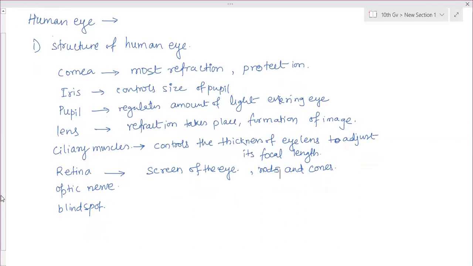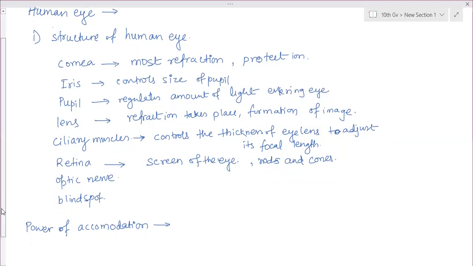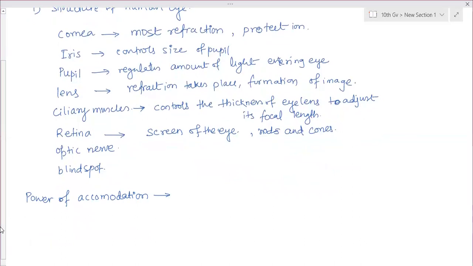Then power of accommodation. What do you mean by power of accommodation? Ability of the eye lens to adjust its focal length by the action of the ciliary muscle, so that we get a clear and sharp image of objects at different positions.